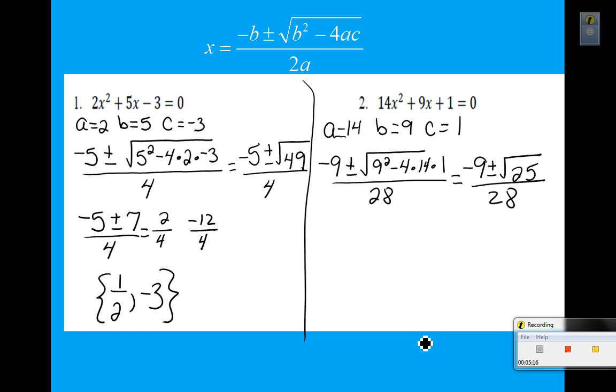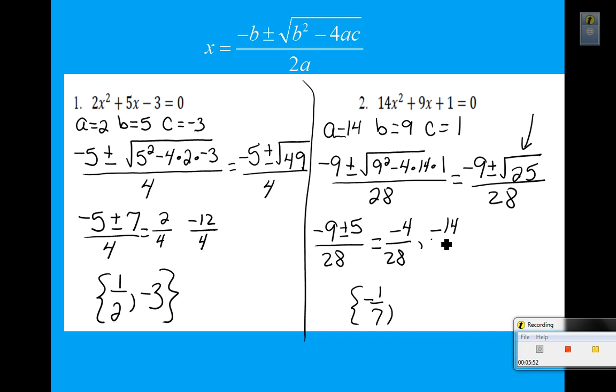Our next step is to break down the radical. Since this is example 2, this is another easy one. This right here is a perfect square. So I now have negative 9 plus or minus 5 all over 28. Now let's go get our two answers. Negative 9 plus 5 is negative 4 over 28, so one answer is negative 1/7. My other answer, negative 9 minus 5, which is negative 14 over 28, is going to give me negative 1/2.